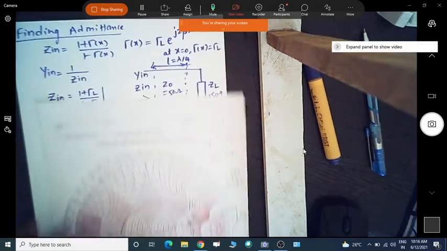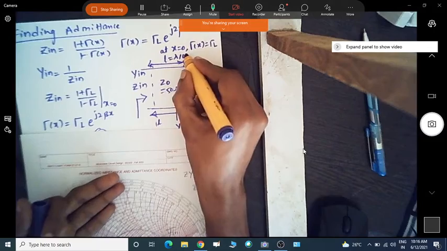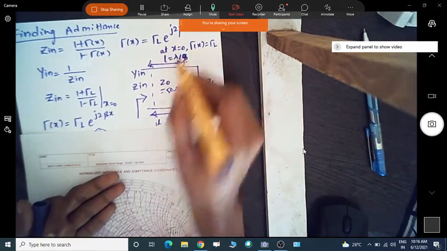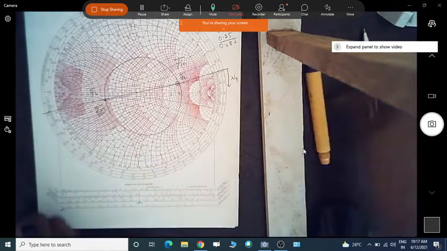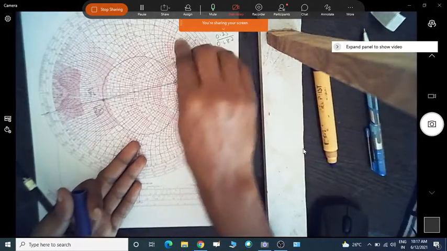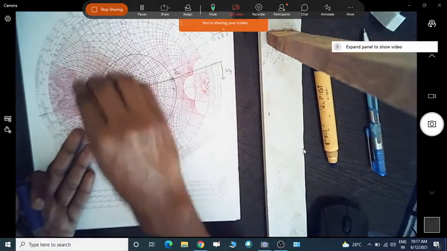Now we can even take any other different value. We can take lambda by 8 itself, and then we will get some different value. You can observe here, take lambda by 8 and try to get the different value.